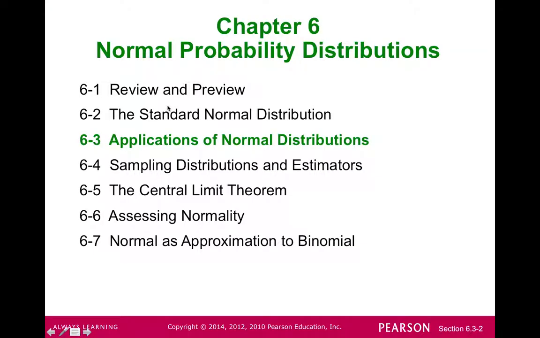Hi, and welcome to section 6.3, Applications of the Normal Distribution. In this section, we're going to be building upon what we learned in section 6.2 about the standard normal distribution and looking at some scenarios where you don't have a standard normal distribution, meaning that you don't have a mean of 0 and a standard deviation of 1. And how do we actually handle those types of situations?